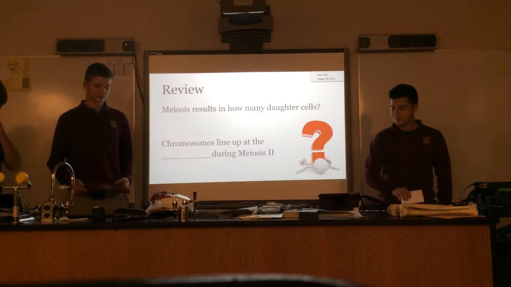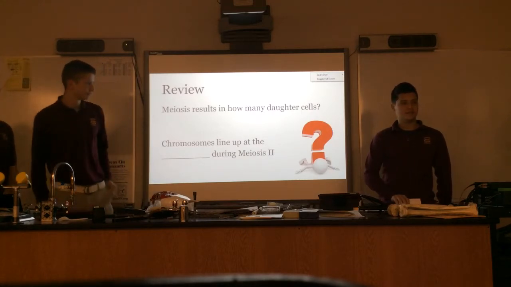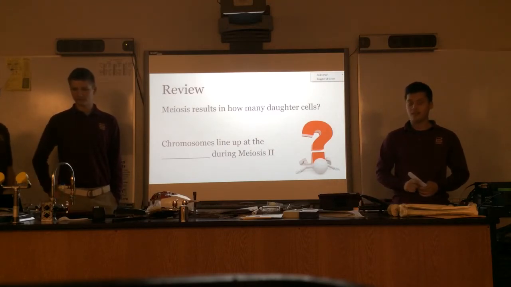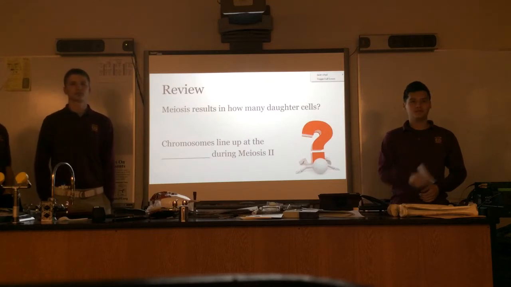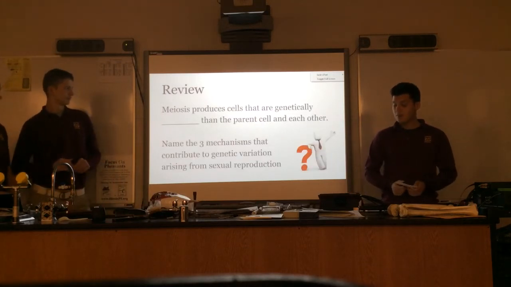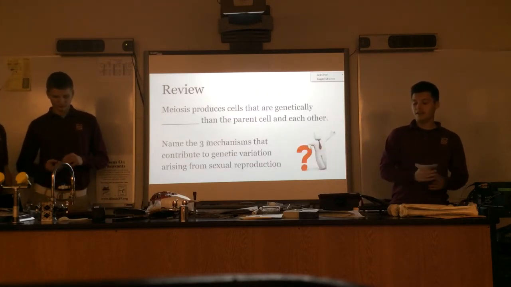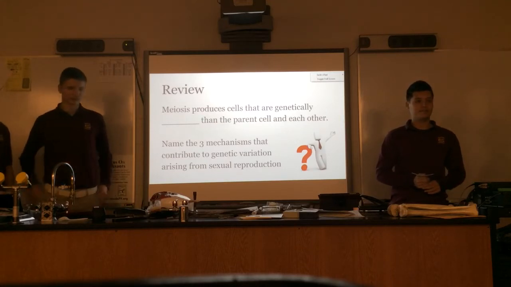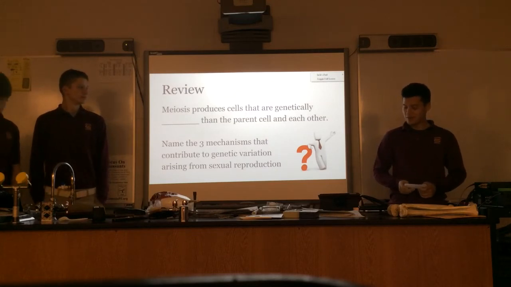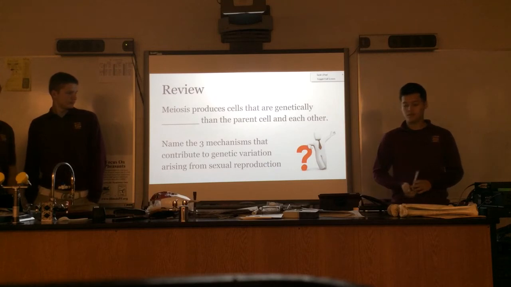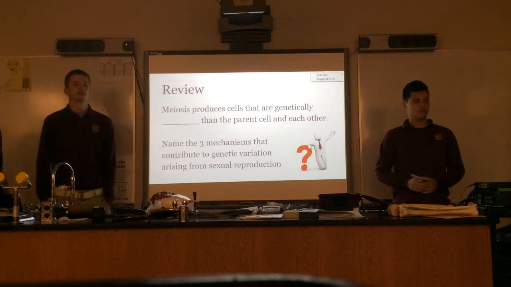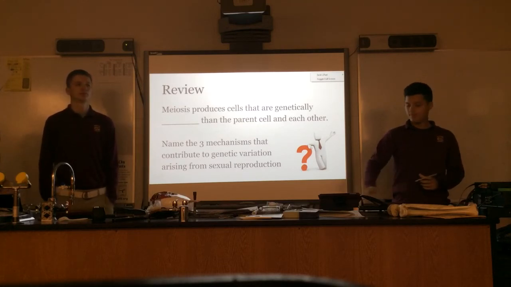Okay, let's do a review game. Meiosis results in how many daughter cells? Jackie. 4. Good. Fill in the blank. Chromosomes line up at the blank during meiosis 2. Metaphase plate? Meiosis produces cells that are genetically blank than the parent cell and each other. Different? Yes. Last one, name the 3 mechanisms that contribute to genetic variation arising from sexual reproduction. Clark. Independent assortment of chromosomes, crossing over, and random fertilization. You go.